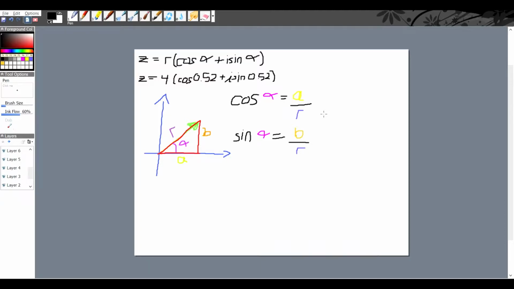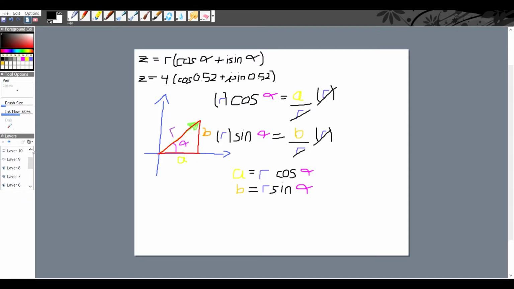To get the rectangular form, we need two values, a and b. That's it. So the only thing we have to do with the cosine and sine of the alpha angle is solve for a and b. We multiply both sides by r, here it cancels, and we end up with this formula. So a is equal to r times the cosine of the alpha angle, and b is equal to r times the sine of the alpha angle.